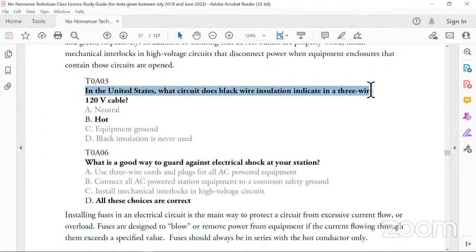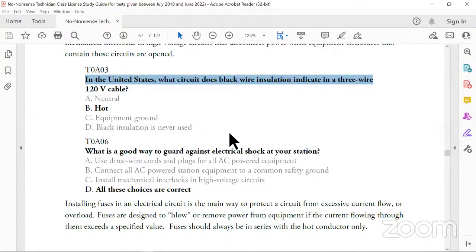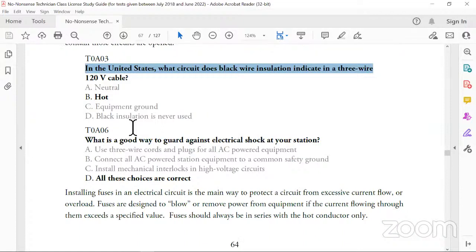In the United States, what circuit does black wire insulation indicate in a 3-wire 120-volt cable? So remember, in the US, we said black is the hot, right? What was neutral? Well, it was white. What was ground? Green. So hot is black.